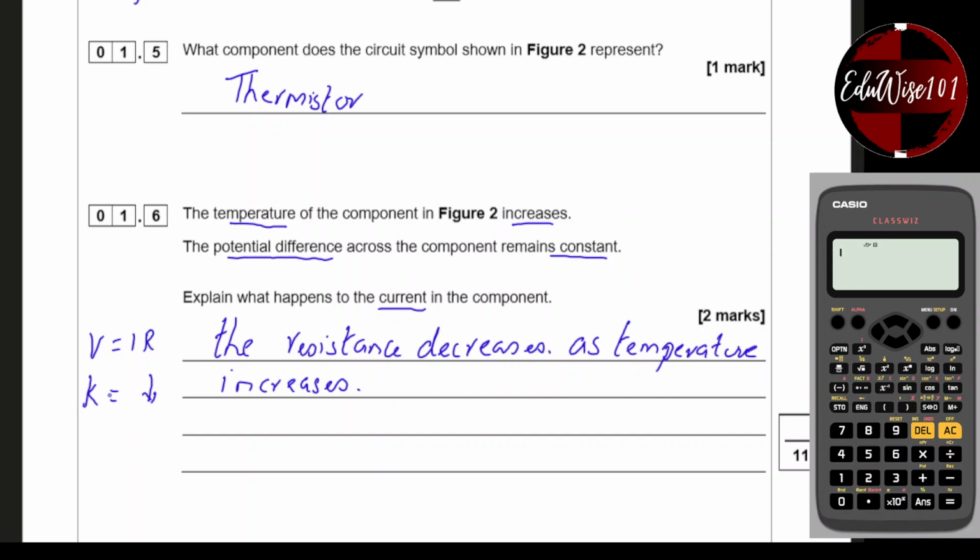In order to keep the potential difference constant, the current has to change so that this value remains constant. So the second mark is to say the current will increase. Those 2 bullet points would actually give you the 2 marks for this question. That brings us to the end of question number 1. I will see you in question number 2.